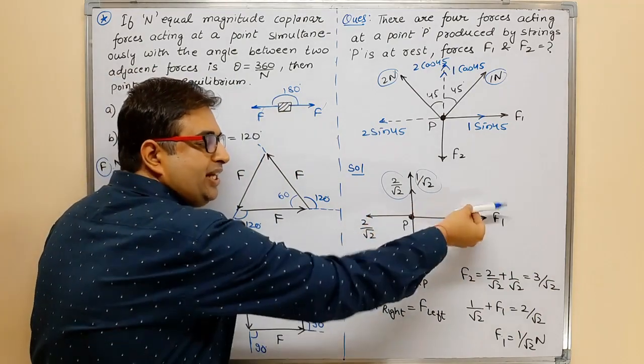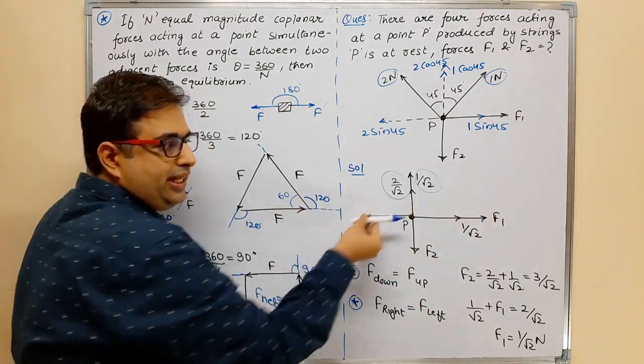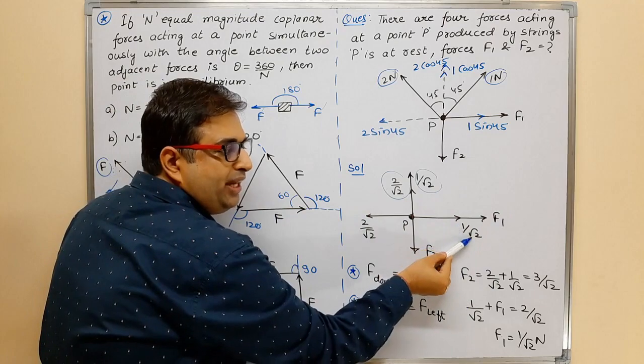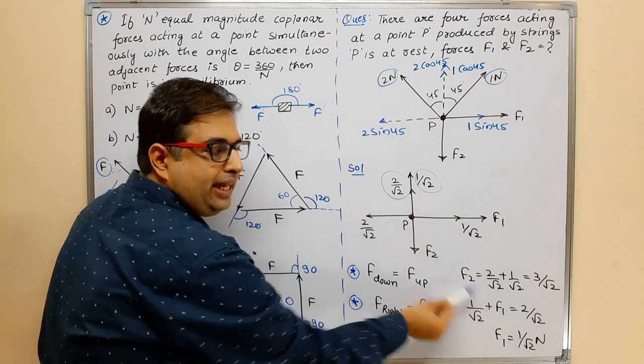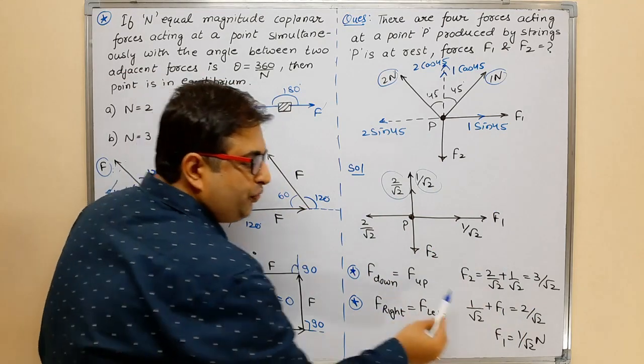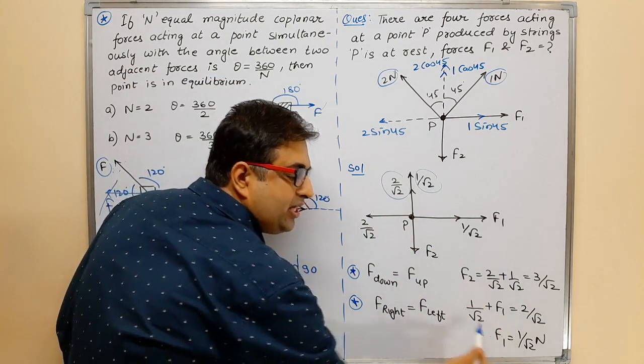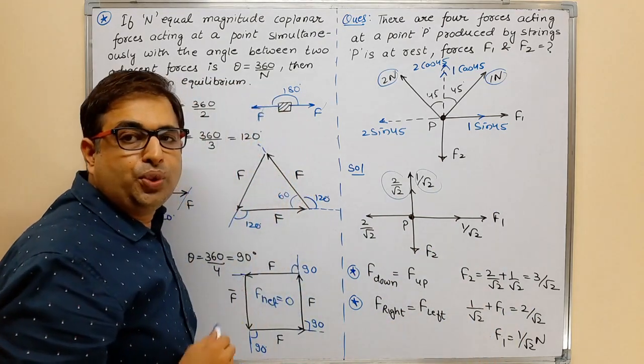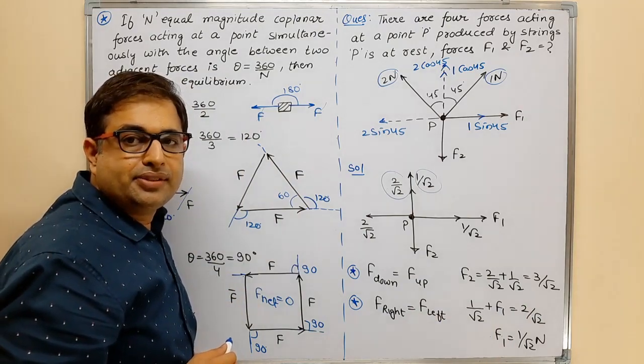Now right side force is equal to left side force. Right side force is 1 by root 2 plus F1. And that is equal to left side force, that is 2 divided by root 2. So when you solve this, you will get F1 is equal to 1 by root 2 Newton. Right?